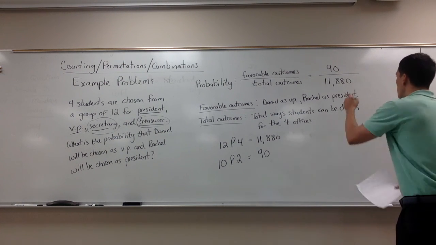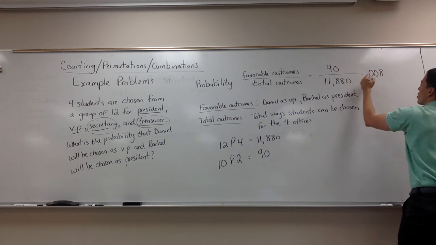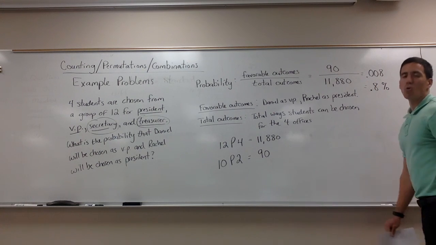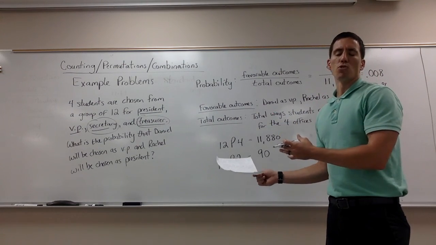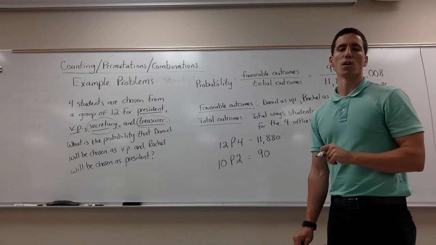And if you do that division, you end up with the decimal of 0.008, which when put in terms of a percentage is less than 1%. It's actually 0.8%. So, less than 1 out of 100 times this is going to be true. And you probably could have guessed from the context that this percentage would be low.